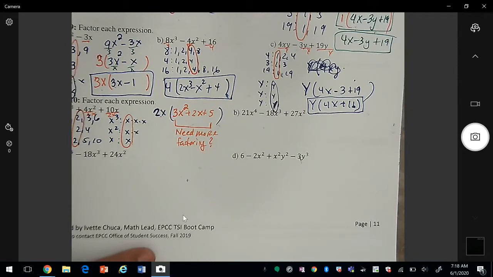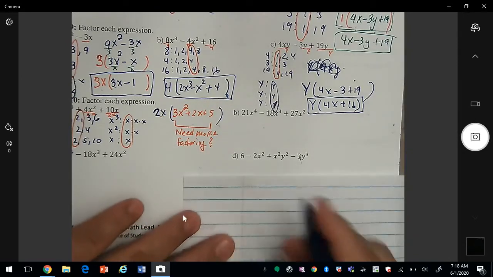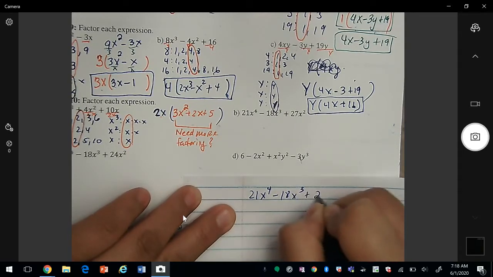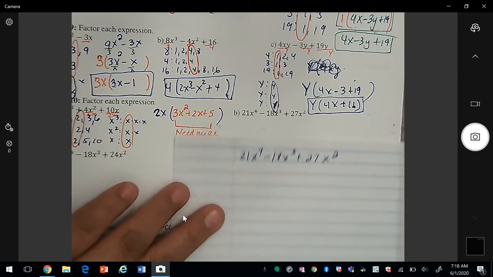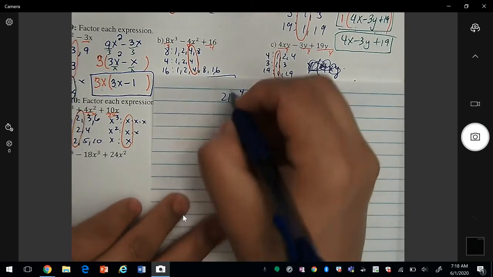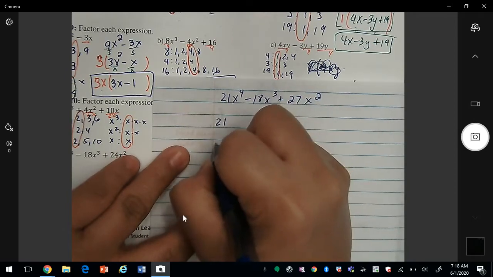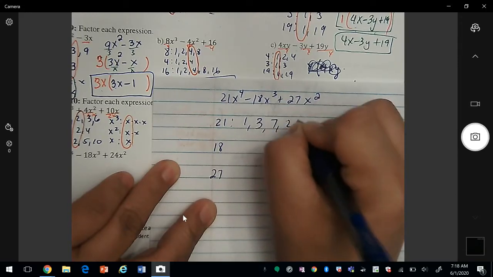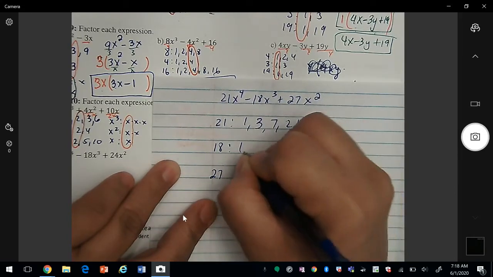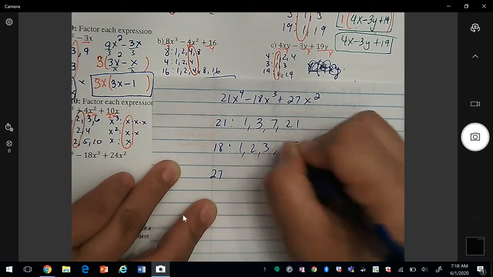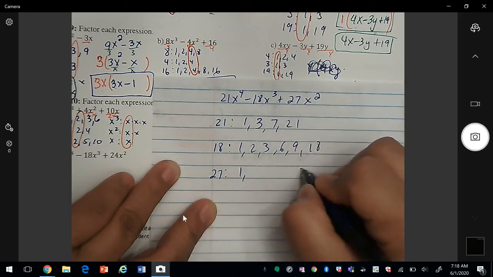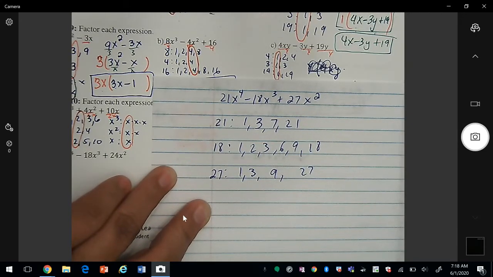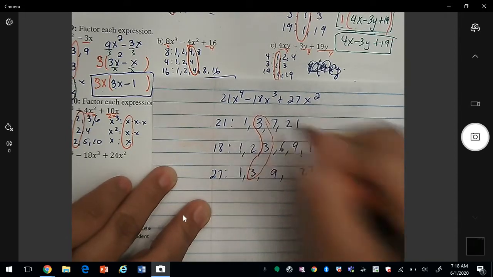The next one, we have 21. And I'm going to go ahead and write it here, just so it has more space. So for this one, the numbers are 21, 18, and 27. 18 is 1 times 18, 2 times 9, 3 times 6. 27 is 1 times 27, and 3 times 9. So my greatest common factor is 3.